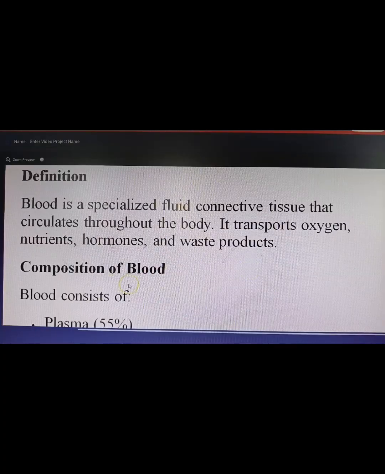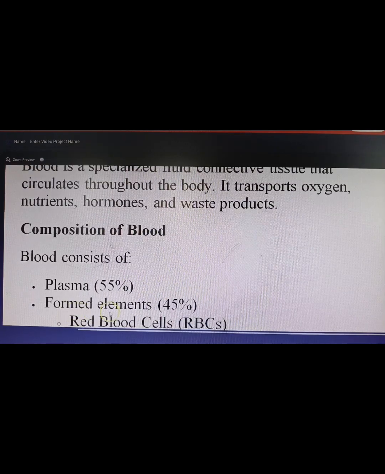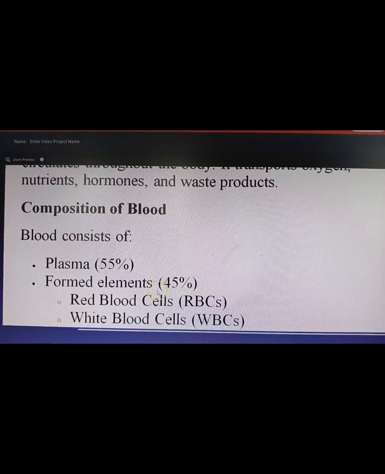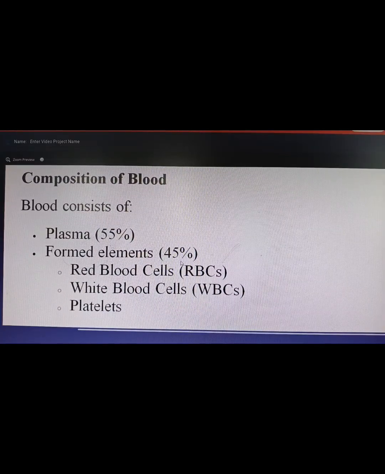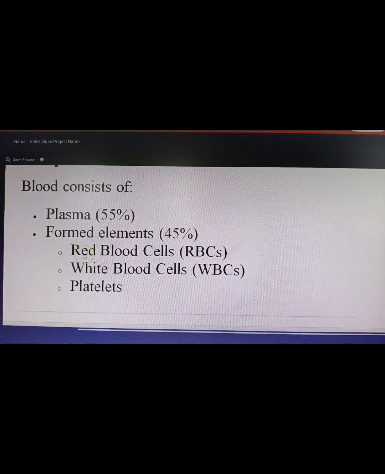Now let's see the composition of blood. Blood consists of plasma 55% and formed elements 45%. Formed elements means the cellular parts floating in the plasma, such as red blood cells, also called RBCs, white blood cells, also called WBCs, and platelets.